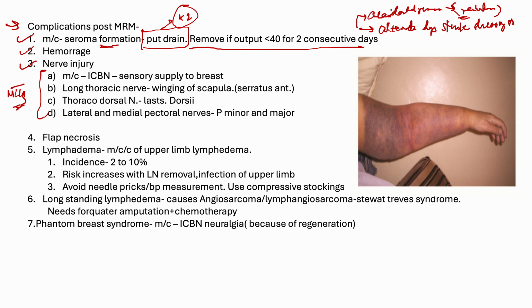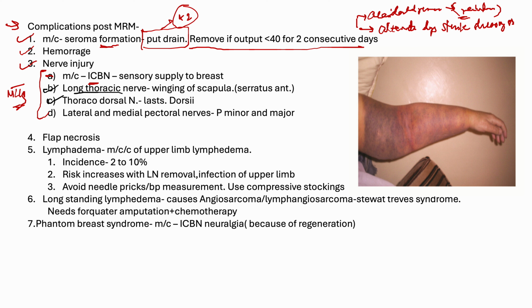We usually get a question: which is the most common nerve injured, and what are the symptoms the patient can have if those nerves are injured? Okay, the most common nerve injury is the ICBN, the intercostobrachial nerve, which has the sensory supply to the breast. Second is the long thoracic nerve. We all know this nerve supplies the serratus anterior, and if it is involved, it can cause winging of the scapula.